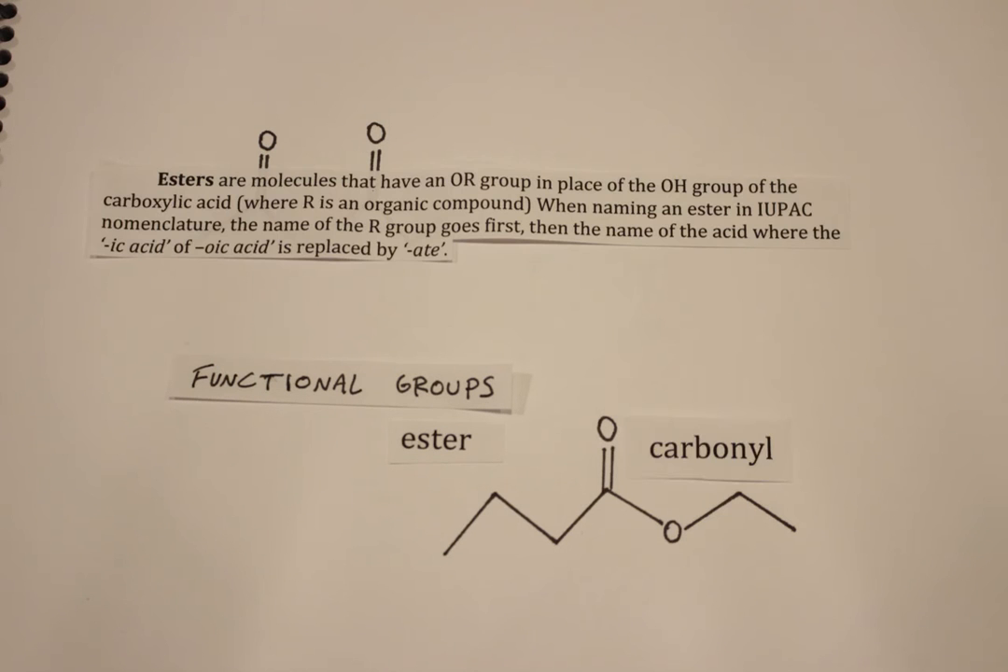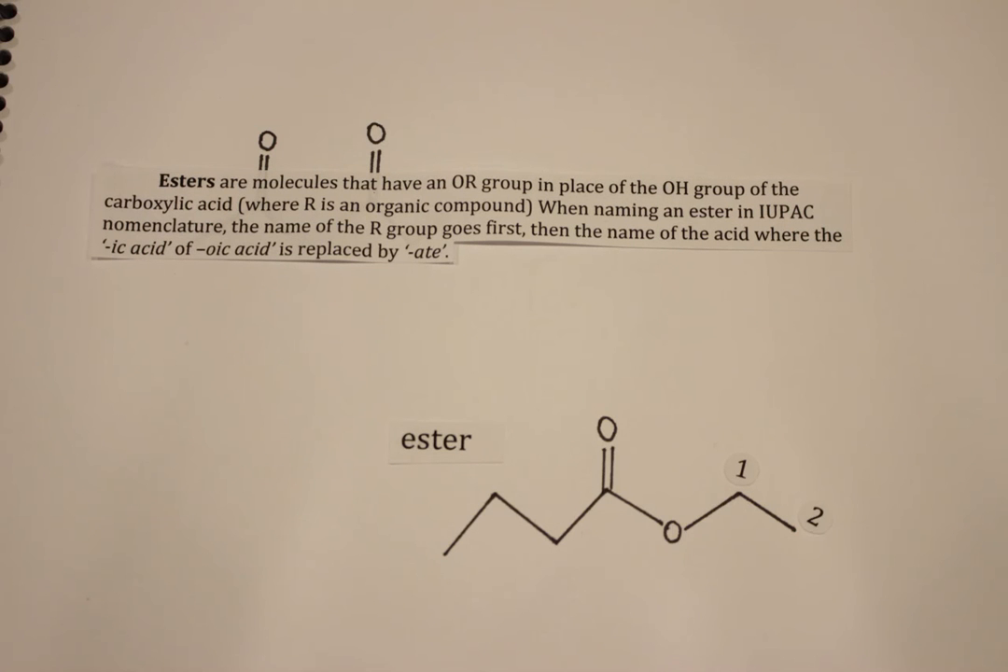These are molecules that have an OR group in place of the OH group of the carboxylic acid, where R is any organic compound. When naming an ester, the name of the R group goes first, that is attached where the H would have been attached to the OH. Then the name of the acid, where the ic acid of oic acid is replaced by ate.